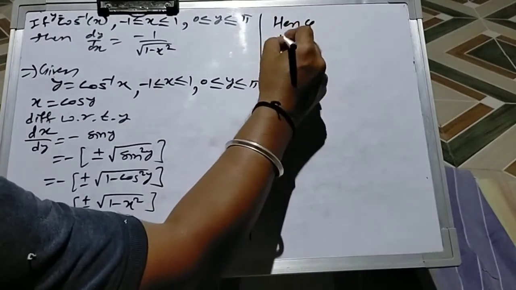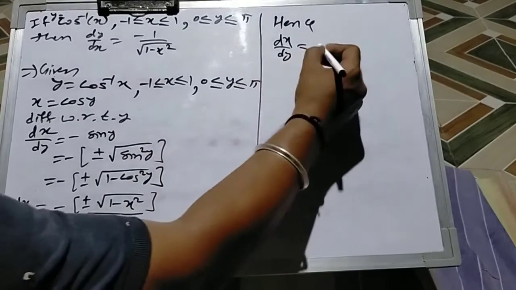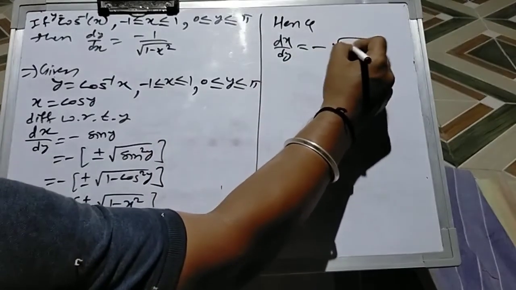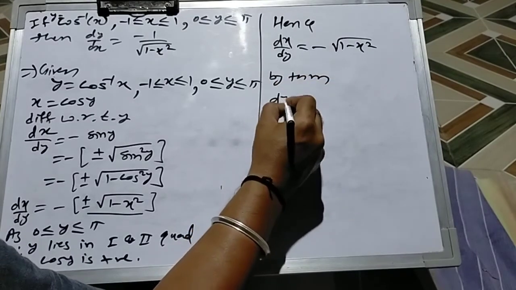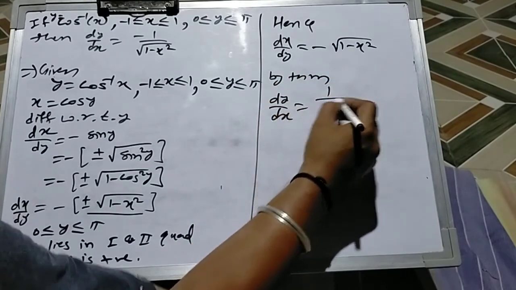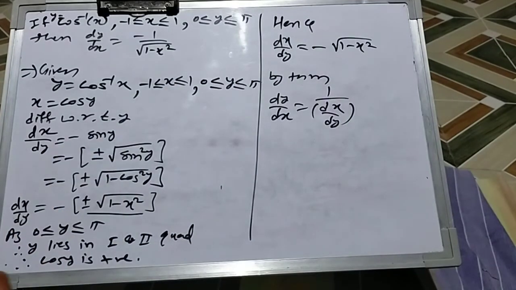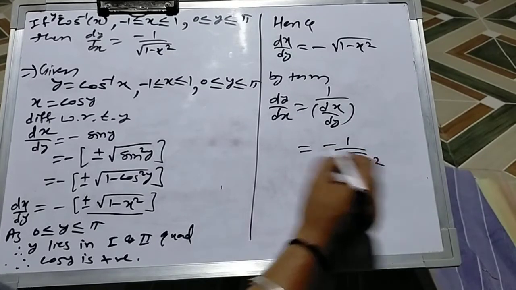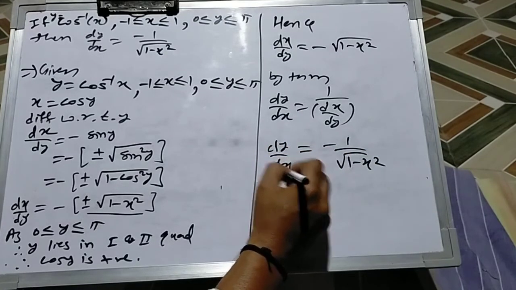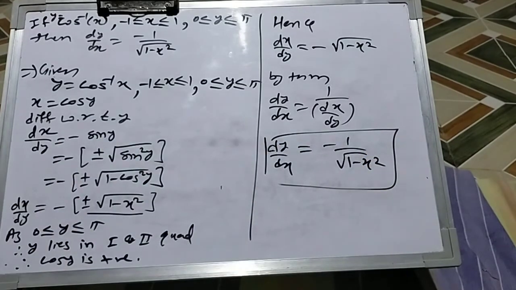Hence this dx by dy is equal to, as this term is positive, minus root of 1 minus x square. Now by the theorem, dy by dx is equal to 1 divided by dx by dy. Now put the value of dx by dy. This is equal to minus 1 divided by root of 1 minus x square. So this is the derivative of cos inverse of x.